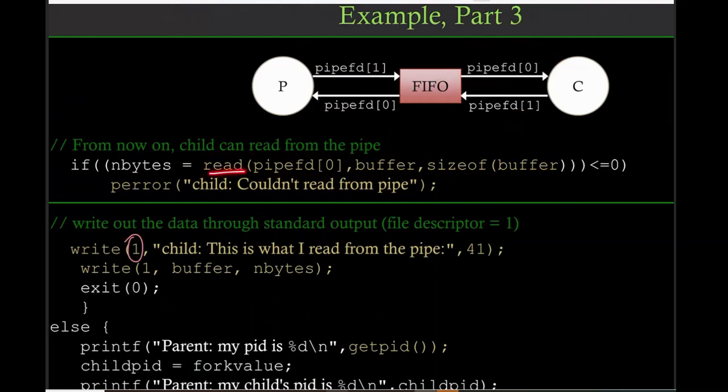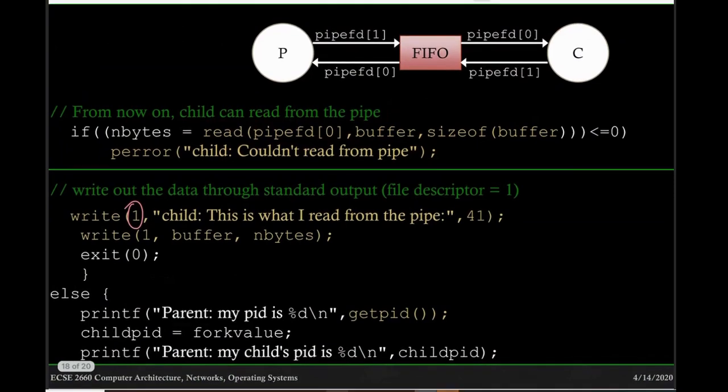So the read function call has three things. One, which file descriptor are you using to read? Two, where are you reading into? Three, how much are you reading, how many characters? All of that returns the number of bytes. And if the number of bytes that you have read is less than or equal to 0, then you say couldn't read the pipe.